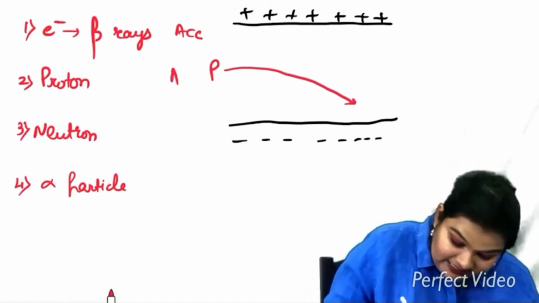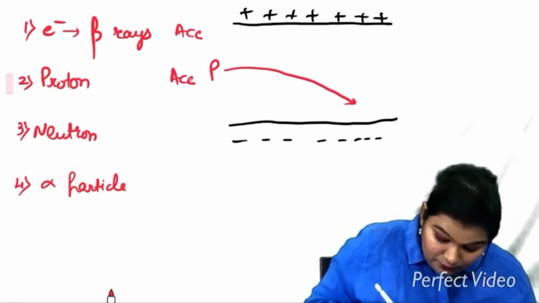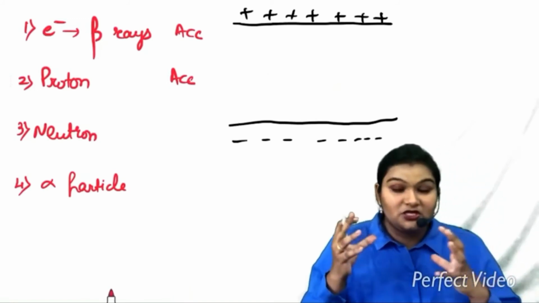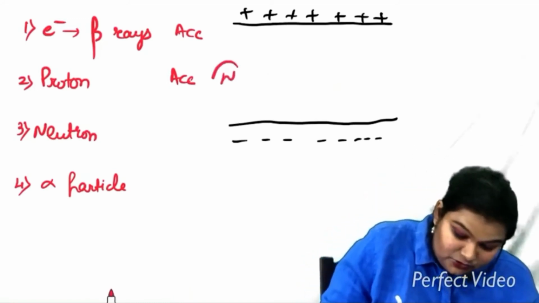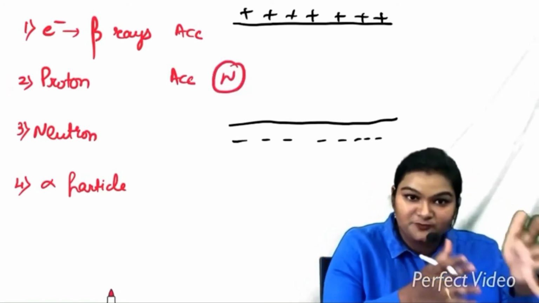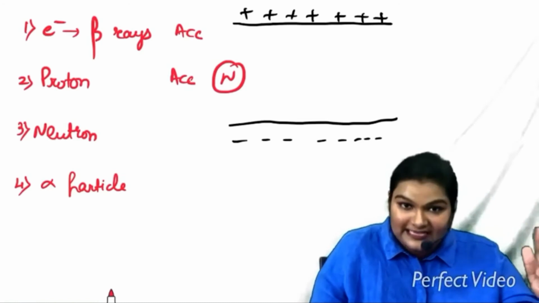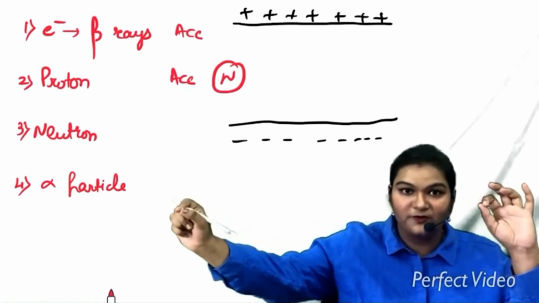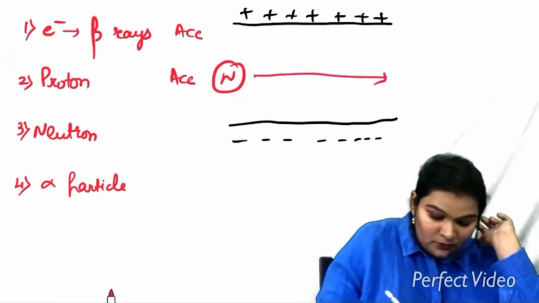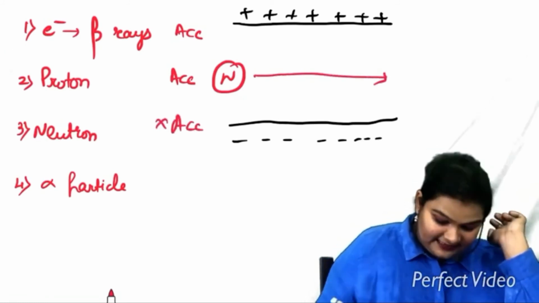So it shows acceleration. But when you put a neutral subatomic particle, that is a neutron, it will not get attracted towards the positive plate or the negative plate. It will not accelerate. It will go in a straight path between those two parallel plates. It does not show any acceleration.